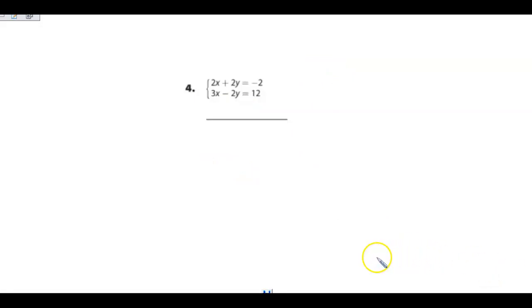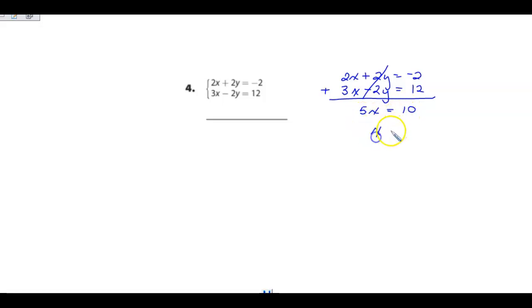What are you eliminating, the x's or the y's? If you said the y's, you're correct. If I take 2y minus 2y, I get 0 y's. So I'm going to take my 2x plus 2y equals negative 2, and then add my 3x minus 2y equals 12. These two cancel out. 2 plus 3 is 5, and negative 2 plus 12 is 10. Divide both sides by 5. X is 2. So there's our x value.